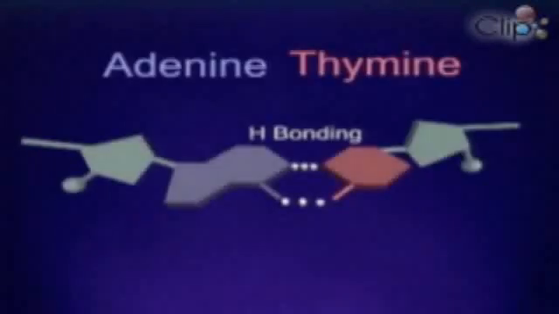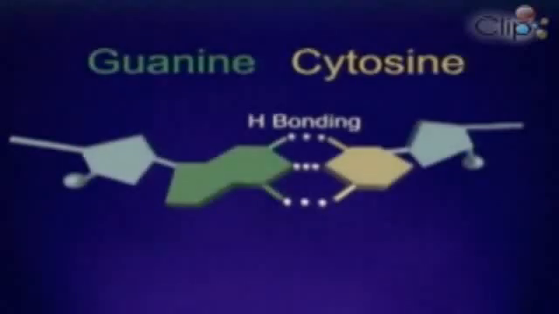Adenine is always opposite thymine, and guanine is always opposite cytosine. These complementary pairs of nitrogenous bases lie next to one another because their sugar phosphate chains run in opposite directions.